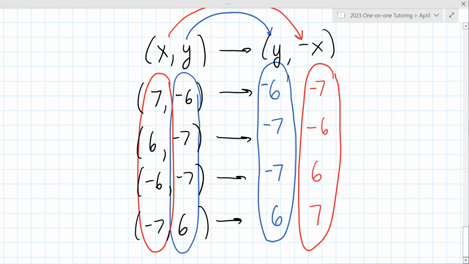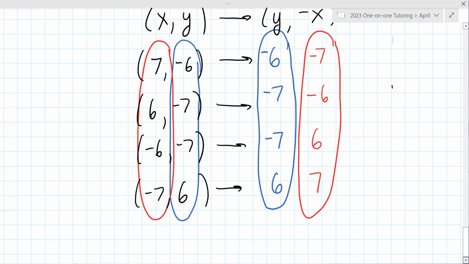Okay, we're gonna do another one here. I want you to see that it's better to work vertically. It's better to work down the list, okay? And then down the other list rather than trying to do them together.